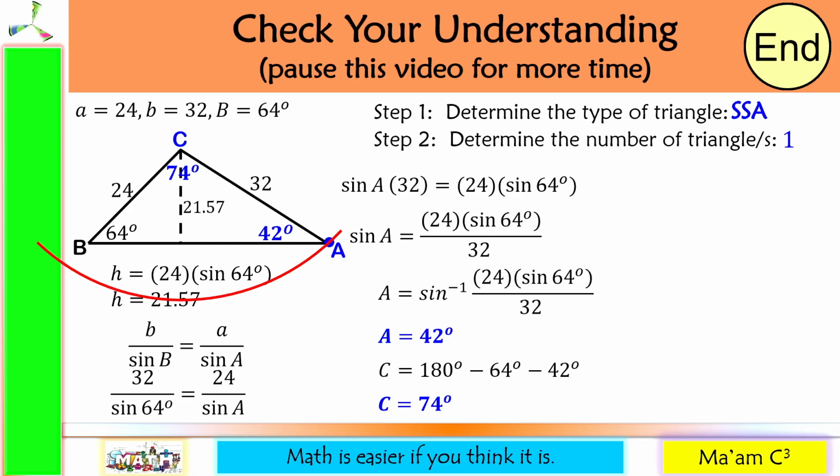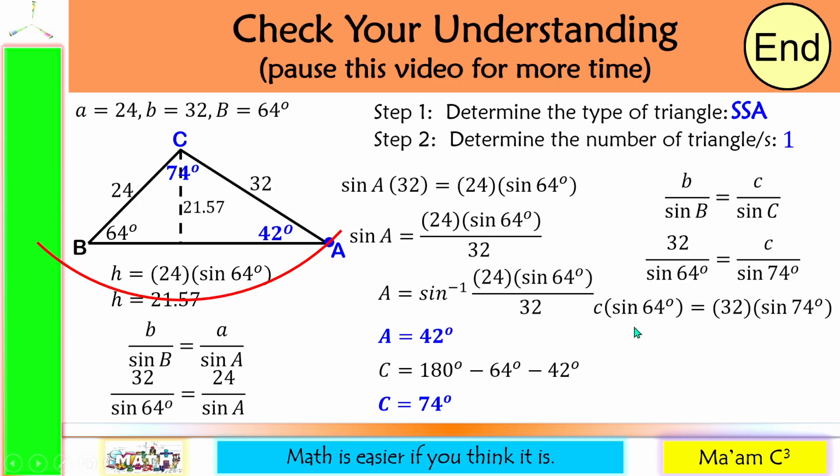The last missing side is side C. So I'll be needing B over sine B equals C over sine C. Let me substitute the given. Cross multiplication, I need side C, so I'm going to divide this by sine 64 degrees. Compute this using your scientific calculator. This will give you 34. So side C here is 34.